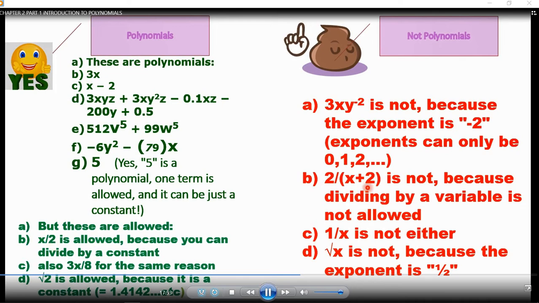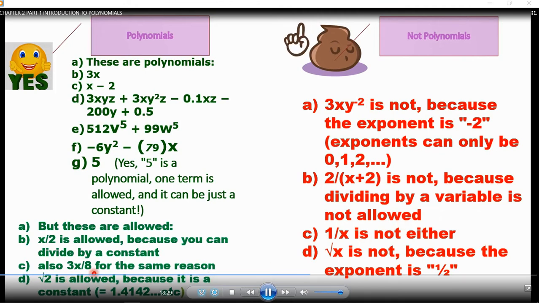But here, on the contrary, compare this and this. Over here you are seeing in the denominator a variable, which is not allowed. If the denominator had only 2, this part was not there, then it was allowed. But here you are seeing the variable. A variable is not allowed in the denominator. So this is not a polynomial, because dividing by a variable is not allowed.